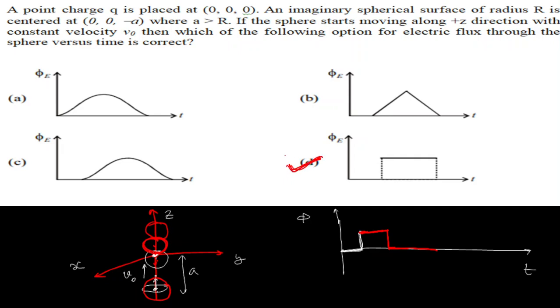Correct option will be option D. Simple concept is a closed surface. If charge lies inside the sphere, flux will be q by epsilon naught. If charge is outside the sphere, then flux will be 0.